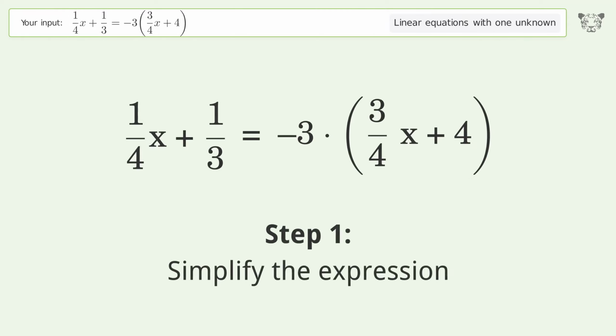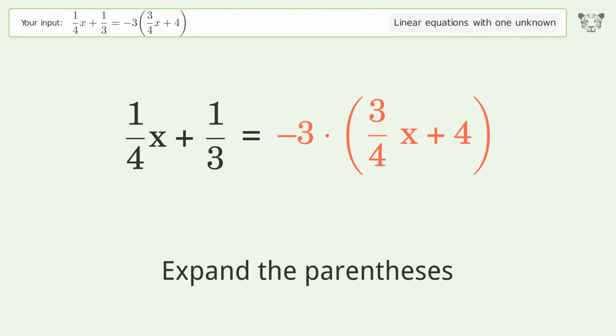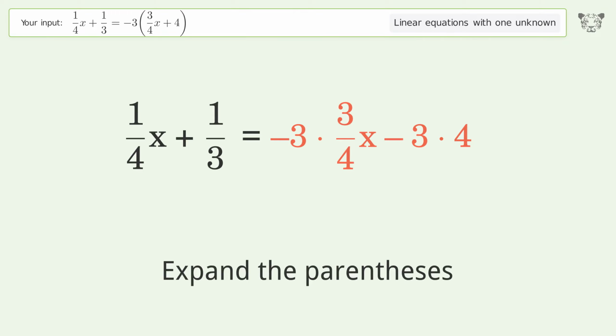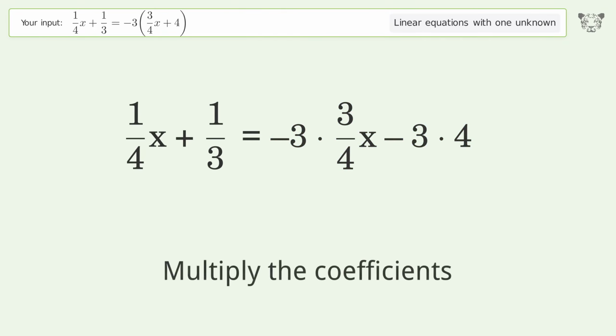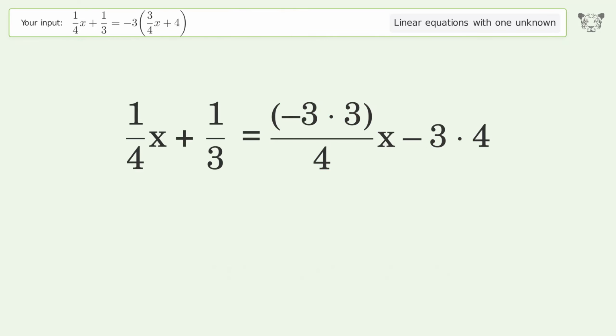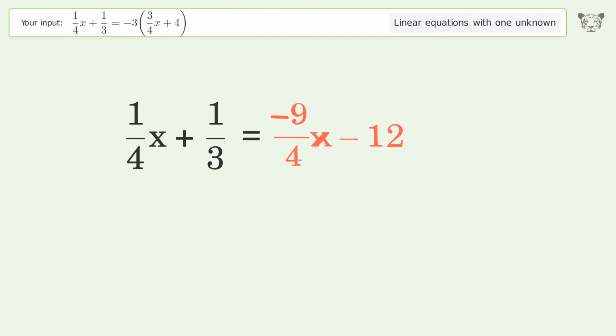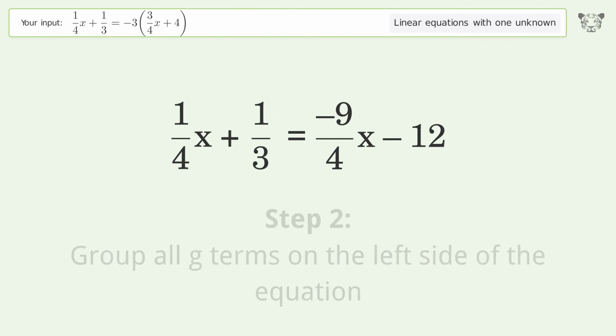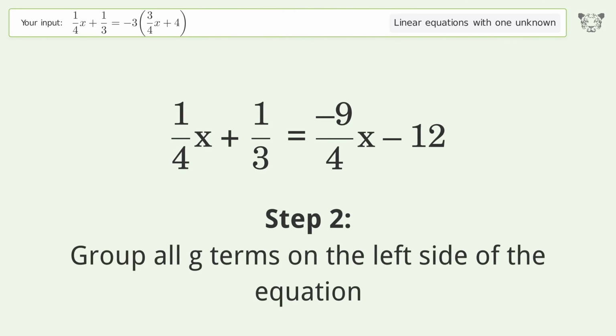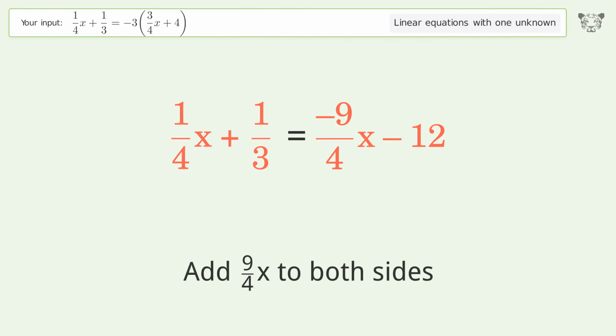Simplify the expression. Expand the parentheses. Multiply the coefficients. Simplify the arithmetic. Group all g terms on the left side of the equation. Add 9/4x to both sides.